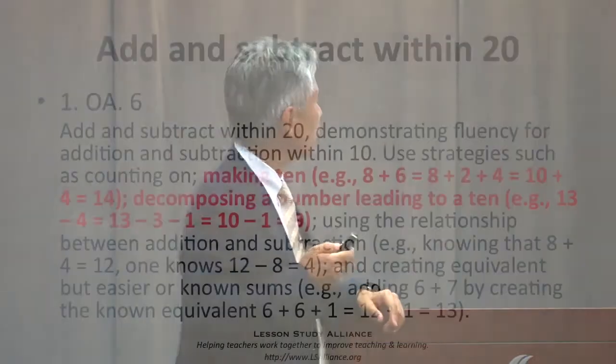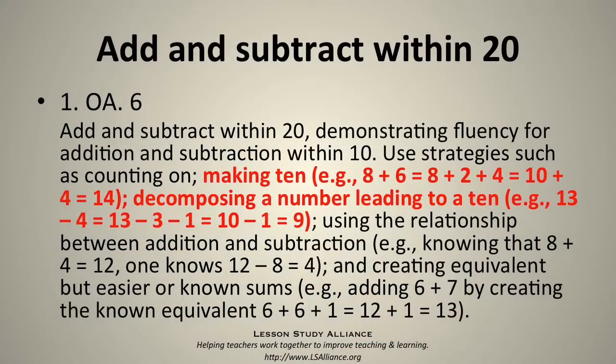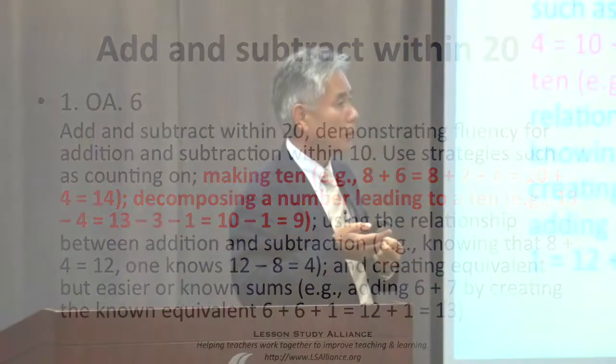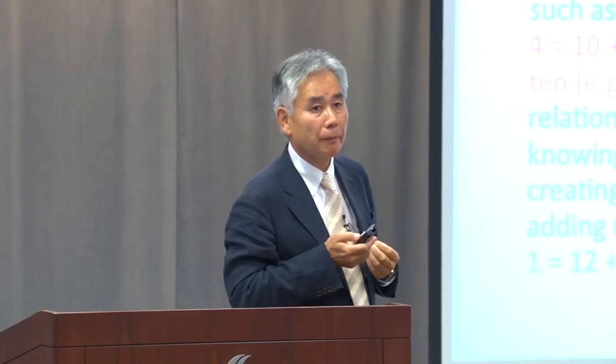What we should do in the first grade, 1.OA.6, add and subtract within 20, demonstrating fluency of addition and subtraction within 10. They use strategies such as counting on, making 10, decomposing a number leading to 10, using the relationship between addition and subtraction. So actually, Common Core expects students to be able to think mathematically to find the solution, rather than simply memorizing.